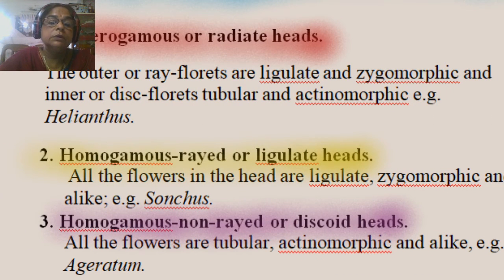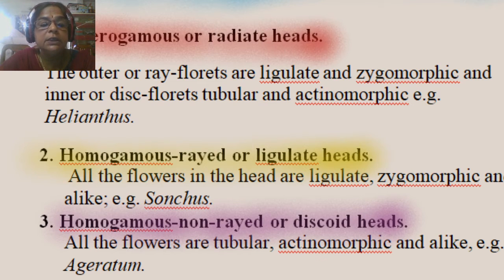On the basis of the presence of disc florets and ray florets, the head inflorescence is of three types. First is the heterogamous or radiate head. Hetero, as the name indicates, means different. Two types of florets are present. Outer are ray florets, which are ligulate and zygomorphic. In the center, you will find the disc florets, which are tubular and actinomorphic. The example is sunflower, Helianthus annuus.